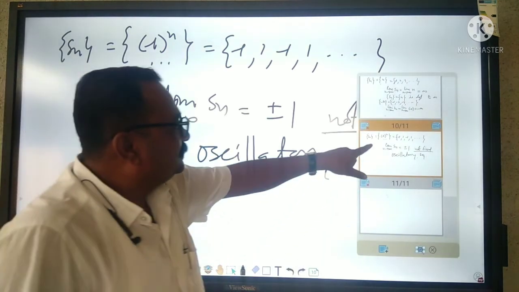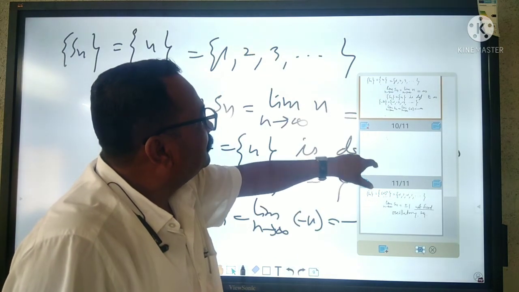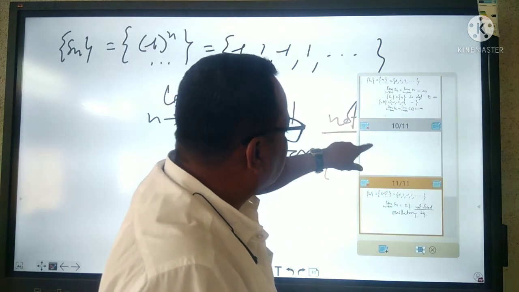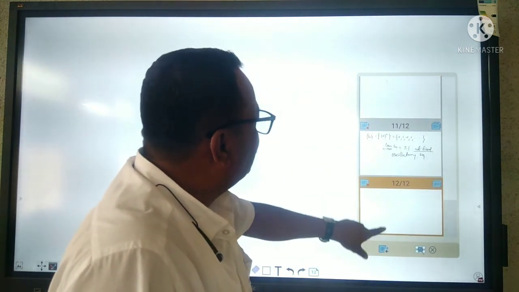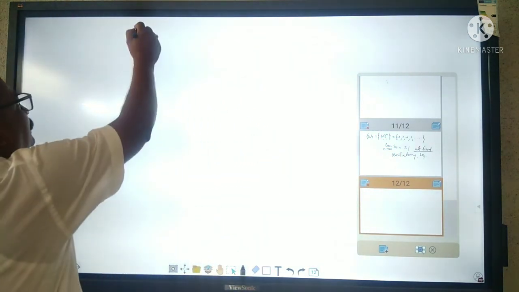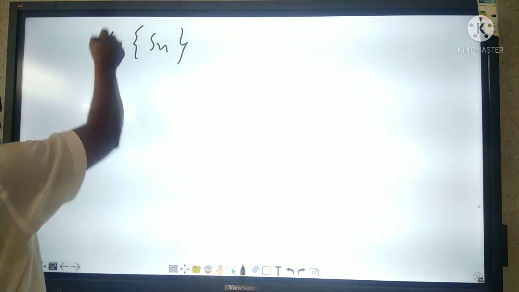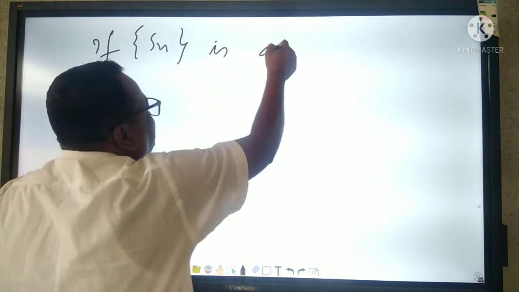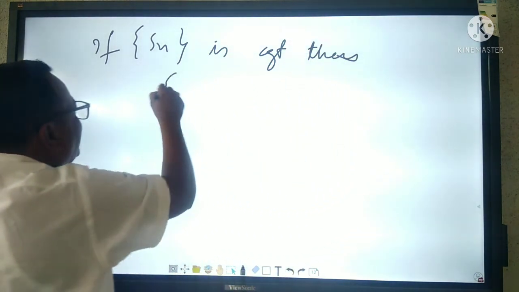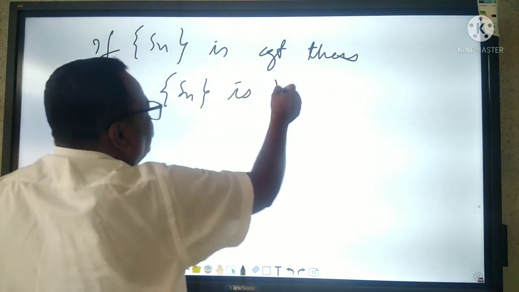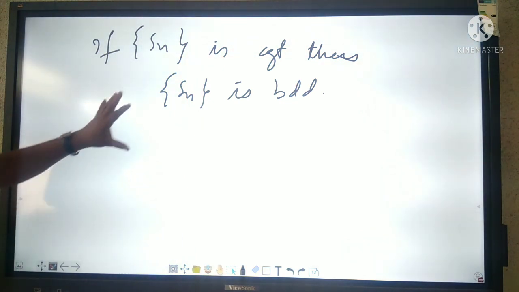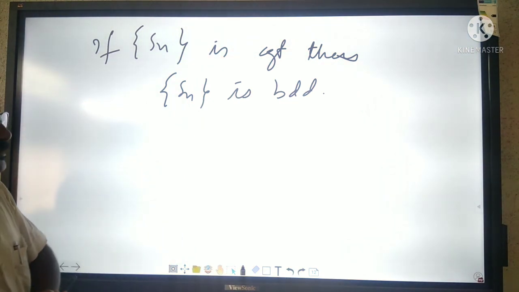Now there is the theorem: if the sequence Sn is convergent, then the sequence Sn is bounded. This is the theorem. We accept this as it is. We are not going to prove this one.